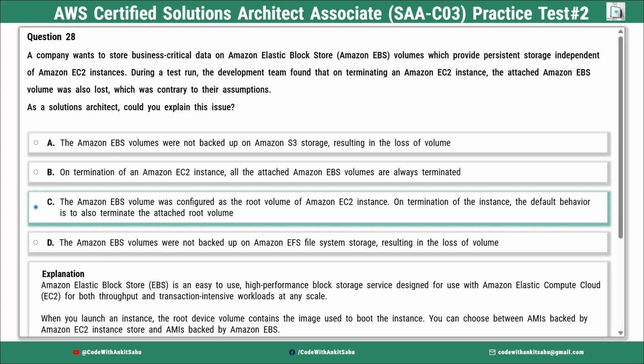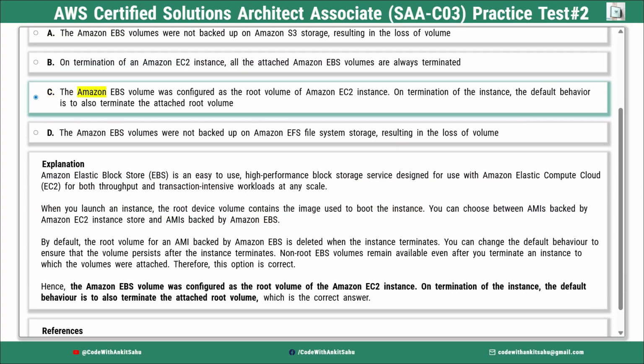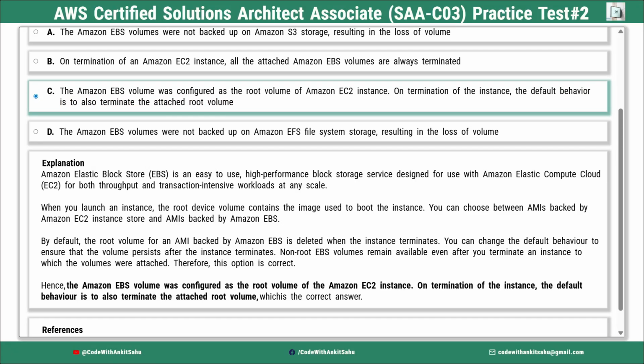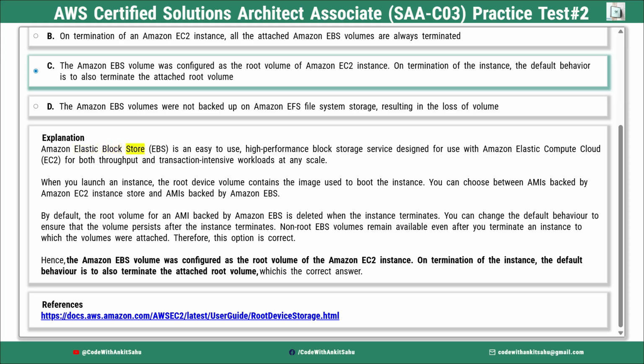Correct answer. Option C. The Amazon EBS volume was configured as the root volume of the Amazon EC2 instance. On termination of the instance, the default behavior is to also terminate the attached root volume. Explanation: Amazon Elastic Block Store, EBS, is an easy-to-use, high-performance block storage service designed for use with Amazon Elastic Compute Cloud, EC2, for both throughput and transaction-intensive workloads at any scale.